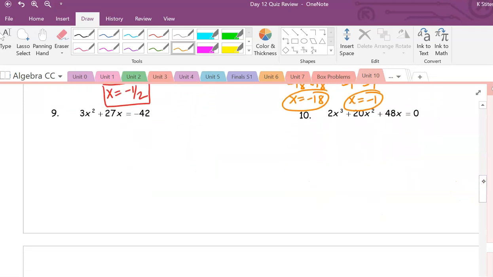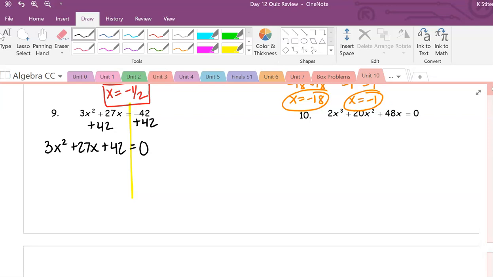Next, number 9. Again, we have to have an equals 0. So we need to start by adding over that 42. This time, though, the 42 is just a number, so it's just going to go at the end. I do have x squared x and a number, but this time I have a number in front of x squared. So before I do my box problem, I do have to divide everything by 3.